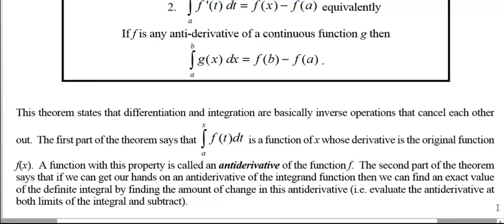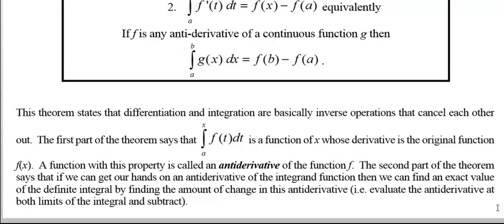Notice that this says that in some sense, differentiation and integration are basically inverse operations. They sort of cancel each other out. So the first part says that the integral from a to x of f of t dt is a function of x whose derivative is the original function f of x. A function with this property is called an antiderivative of the function f.